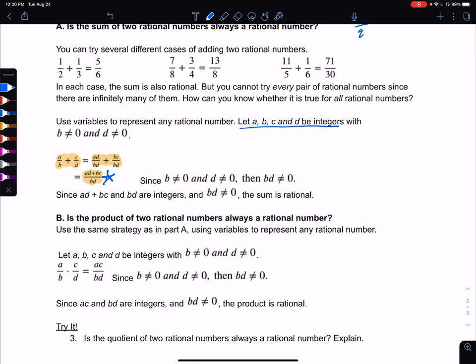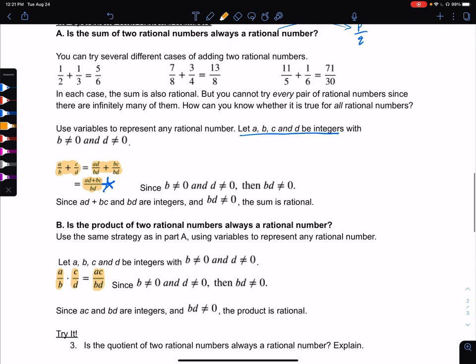So when we multiply these two fractions here, actually let's highlight that instead. When we multiply a/b times c/d, we get ac over bd. Once again, because an integer times an integer is going to give us a new integer, ac has to be an integer. And b and d are both integers, so when we multiply those, bd must also be an integer. Since b is not 0 and d is not 0, bd cannot be equal to 0, so that's important. And since ac and bd are integers and bd does not equal 0, the product is rational.